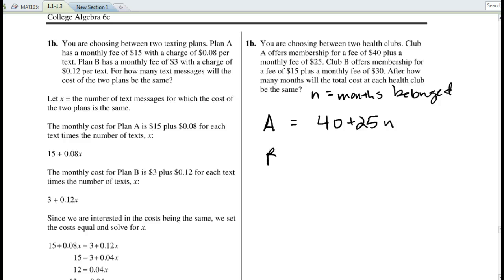And then Club B, how much does it cost? Well, it's got a $15 startup, a cheaper startup, but it's got a $30 monthly fee. And then the last sentence, after how many months will they be the same? Well, we just set them equal to each other then, and solve.